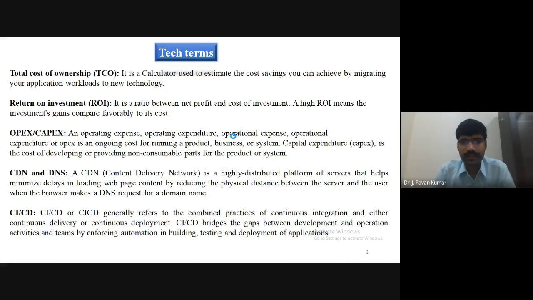Formally, TCO is a calculator used to estimate the cost savings you can achieve by migrating your application workloads to a new technology. What is that new technology? It is nothing but cloud. Whatever existing application we have, if you migrate that to a cloud application, then how much saving you are able to achieve will be calculated by using the calculator called TCO, total cost of ownership.